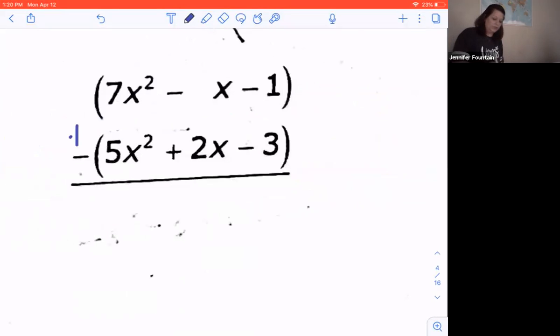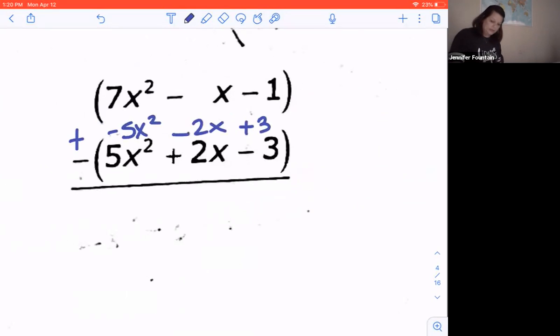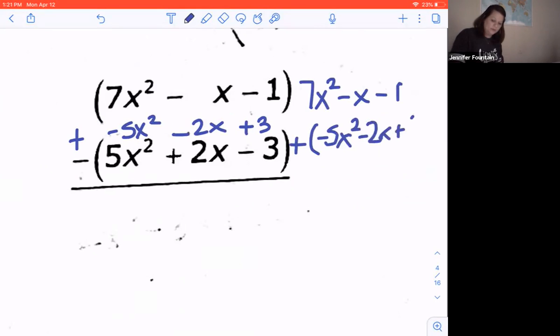I need to change to addition. 5x squared becomes negative 5x squared. Positive 2x becomes negative 2x. And negative 3 becomes positive 3. So I'm going to rewrite 7x squared minus x minus 1 plus negative 5x squared minus 2x plus 3. And then solve. Go ahead and solve that one.